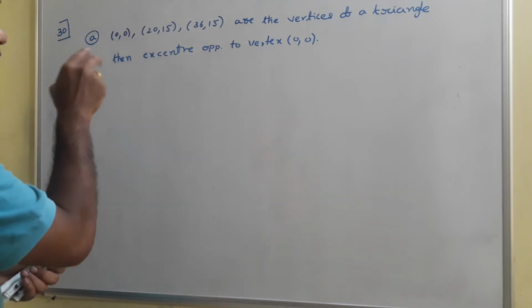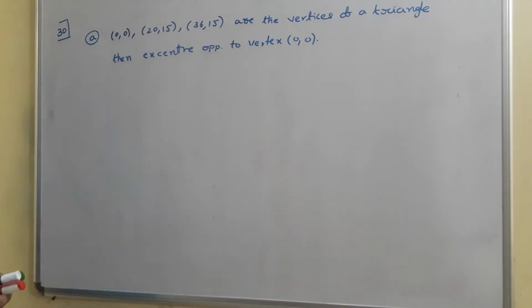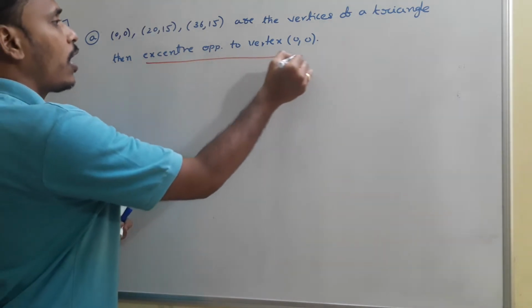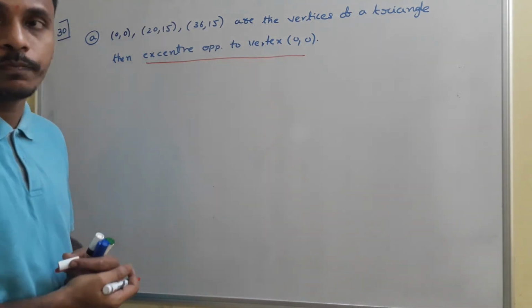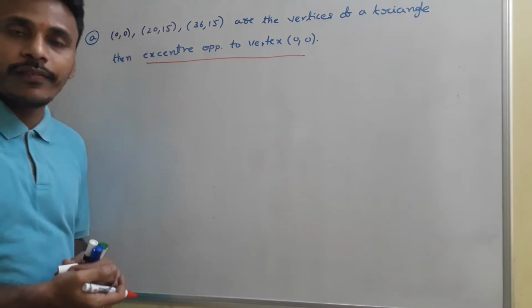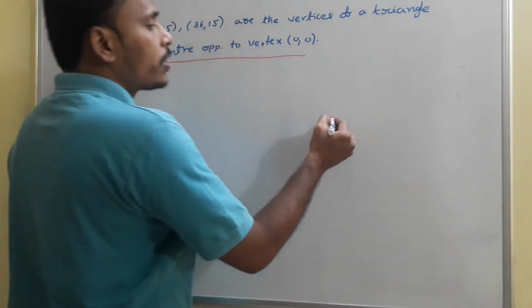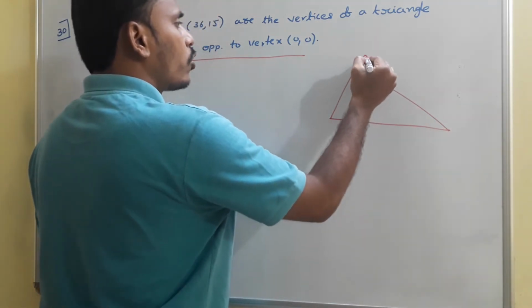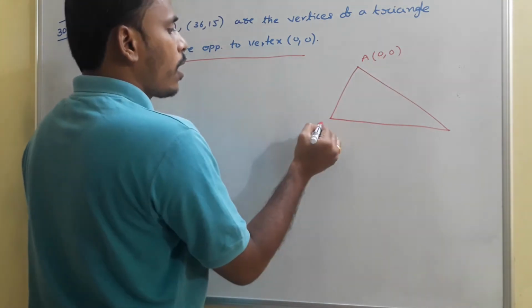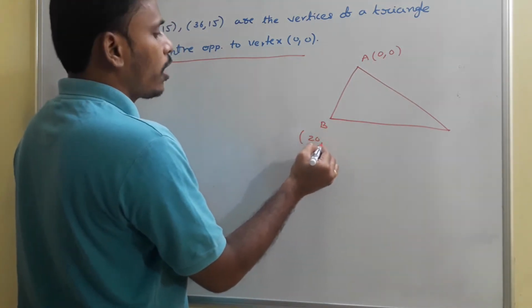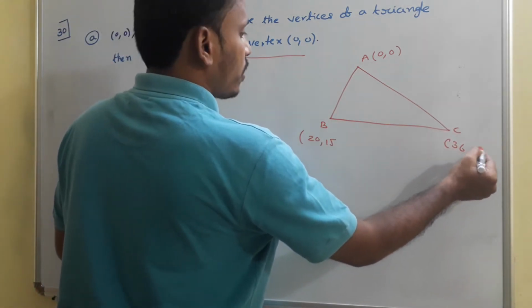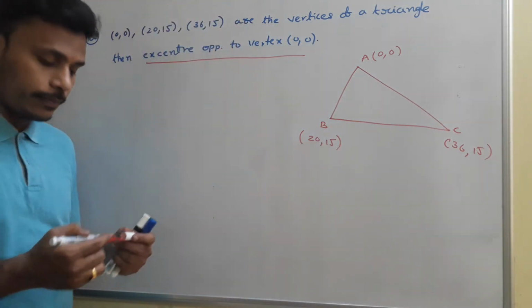So (0, 0), (20, 15), (36, 15) are the vertices of a triangle. Then we need to find the excenter opposite to vertex A, that is, the excenter opposite to vertex (0, 0). Three vertices are given for a triangle. You just sketch a rough diagram for that. Take this point as (0, 0), this point as (20, 15), and this point as (36, 15). Very clear.